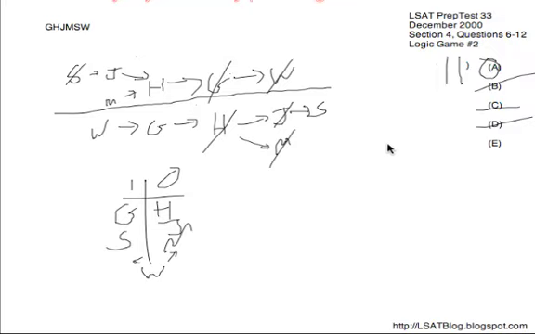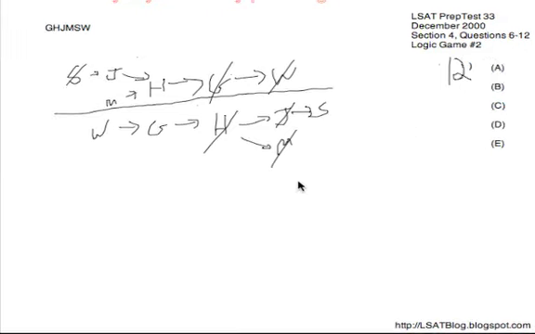E, at least 3 kinds. Well, W could be in, in which case we'd have 3, but it does not have to be, in which case we would only have 2. So we could have at most 3, G, S, W if W goes in, but we do not have to have at least 3. We could have only 2. So E is gone, leaving A by process of elimination.